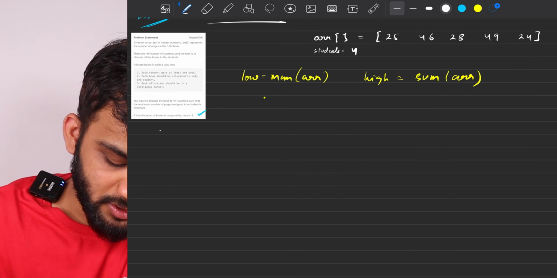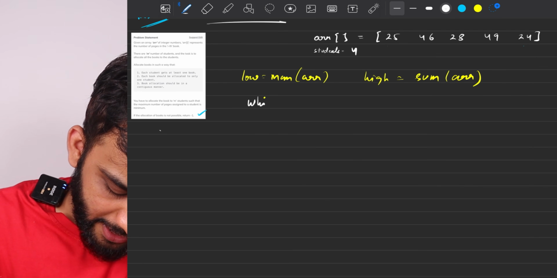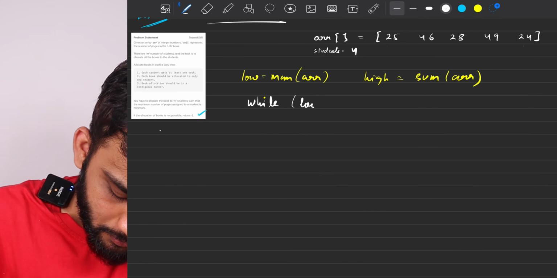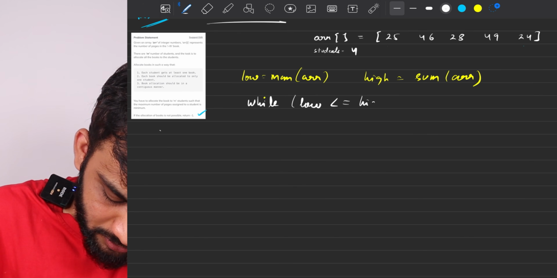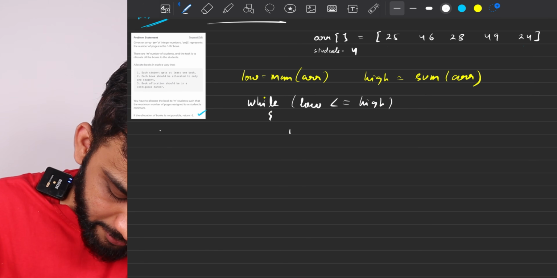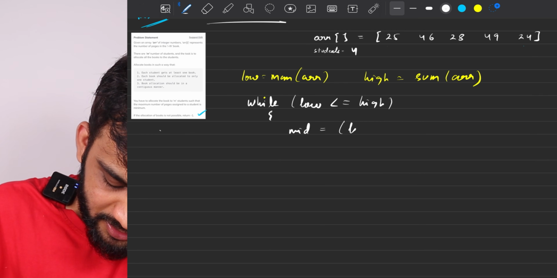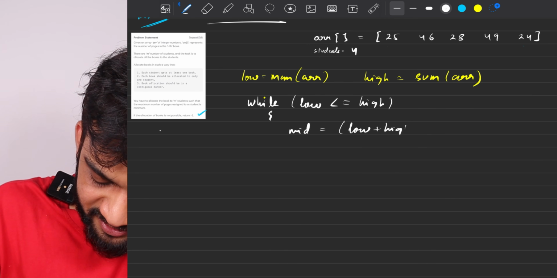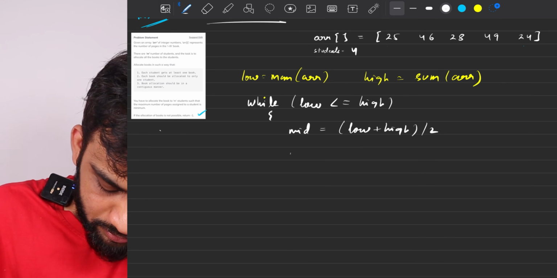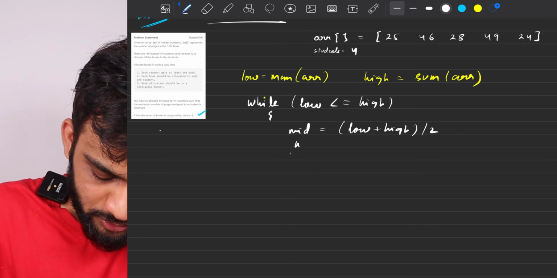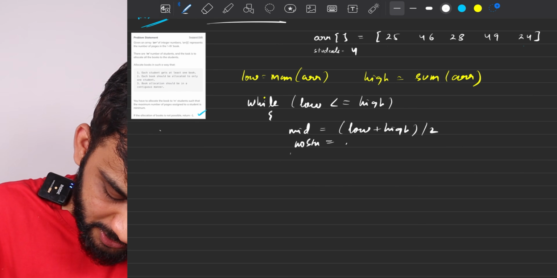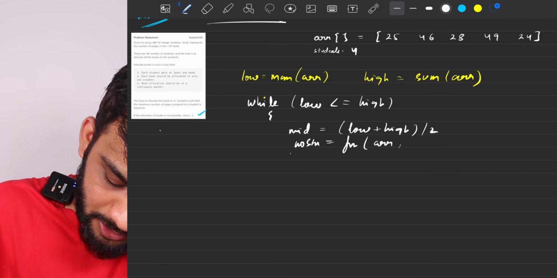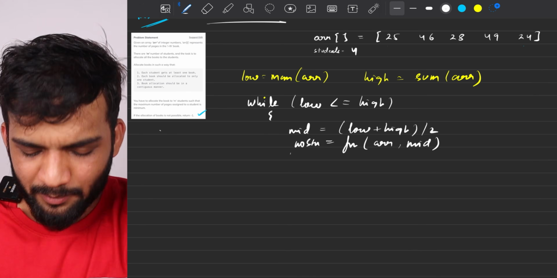Okay, so time to write this piece of code. So can I say while low will be lesser than high? Quite simple. And mid will be low plus high by 2. It's so simple nowadays. And maybe I can just count the number of students. Number of students required will be the function. I'll pass on the array and the barrier will be mid. It'll give me the number of students.